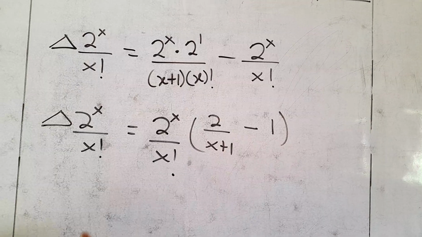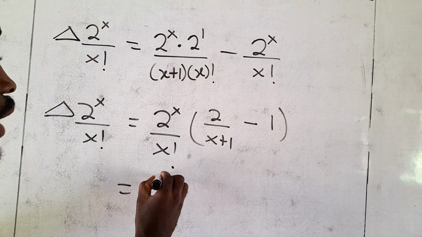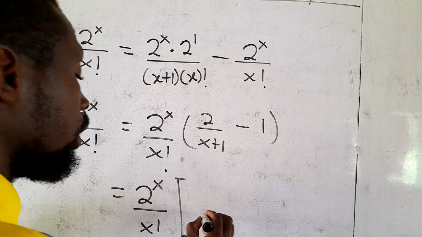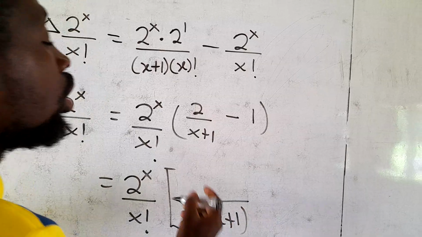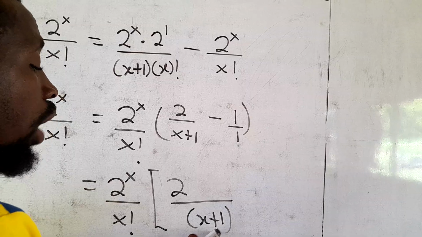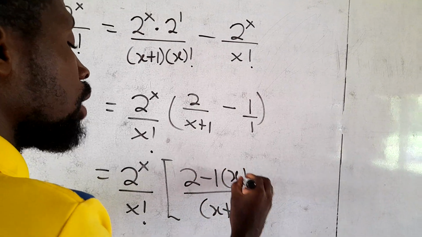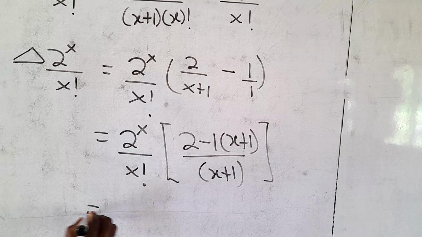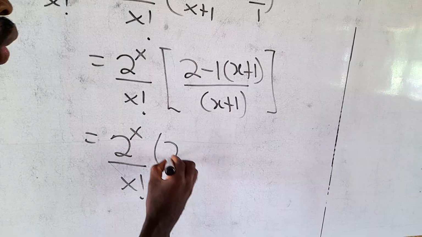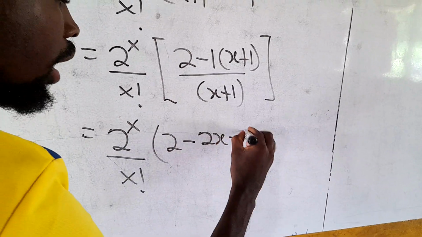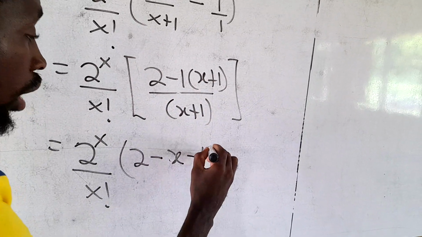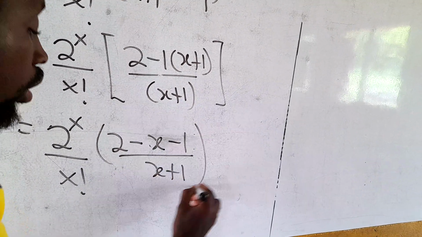Now we solve this. So this is equal to 2 exponent x over x factorial, times the LCM, which is x plus 1. When x plus 1 goes there, 1 times 2 will still be 2, then this is over 1, and 1 divided by it will be x plus 1. I hope you get that. So this will be 2 exponent x over x factorial times 2 minus 2 minus x minus 1. I'm expanding this: 2 minus x, then minus 1, all over x plus 1 for the bracket.